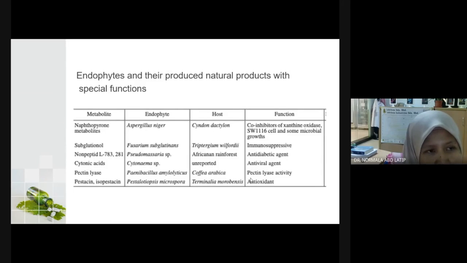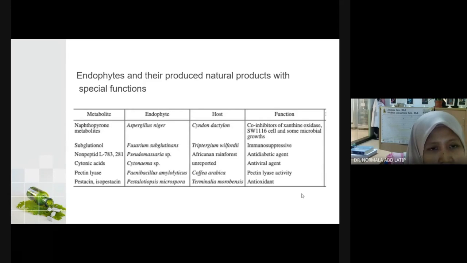I am about towards the end of my sharing session. This table shows the endophytes and the natural products they produce with special functions. Instead of being antibiotic producers or anti-cancer agents, endophytes also have immunosuppressive properties. For example, the endophyte Fusarium subglutinans, which has been isolated from Tripterygium wilfordii.